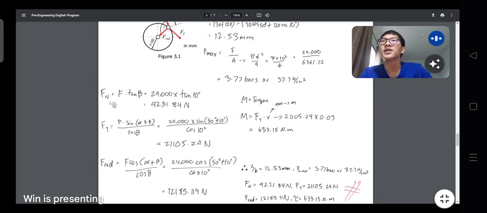Normal force or Fn is equal to F times tan beta. Put it all together, we will get 4,231.84 newtons.